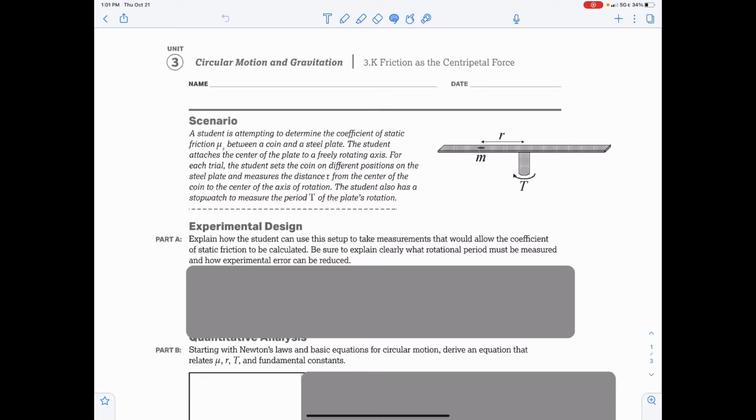AP Physics 1 Workbook, Unit 3, Circular Motion and Gravitation. Activity K, Friction as the Centripetal Force. Please read the scenario along with me.